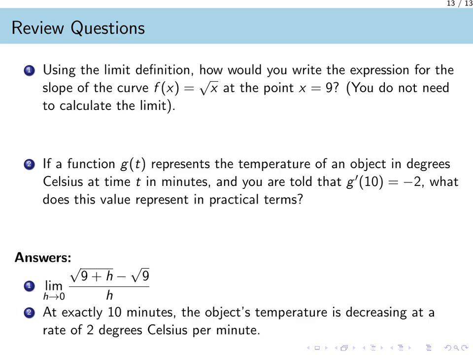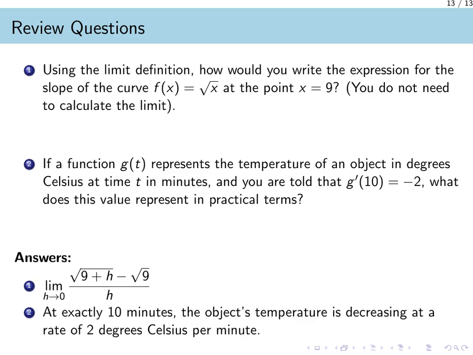To wrap up, let us check our understanding with two questions that connect the derivative to its two most important interpretations. First, think about how you would write the specific limit that represents the slope for the function f of x equals the square root of x at the point where x equals 9. This question is about applying the formal limit definition to find the slope of a tangent line.